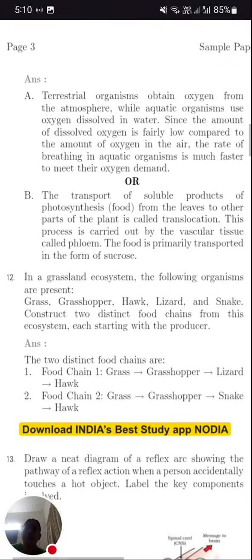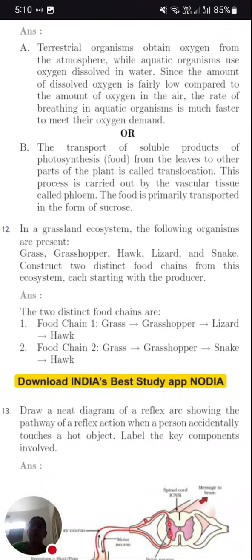Now the next question, the 12th one, on the grassland ecosystem. The following organisms are present: grasshopper, hawk, lizard, and snake. Construct two distinct food chains from this ecosystem, each starting with the producer. So out of them, the producer is grass.